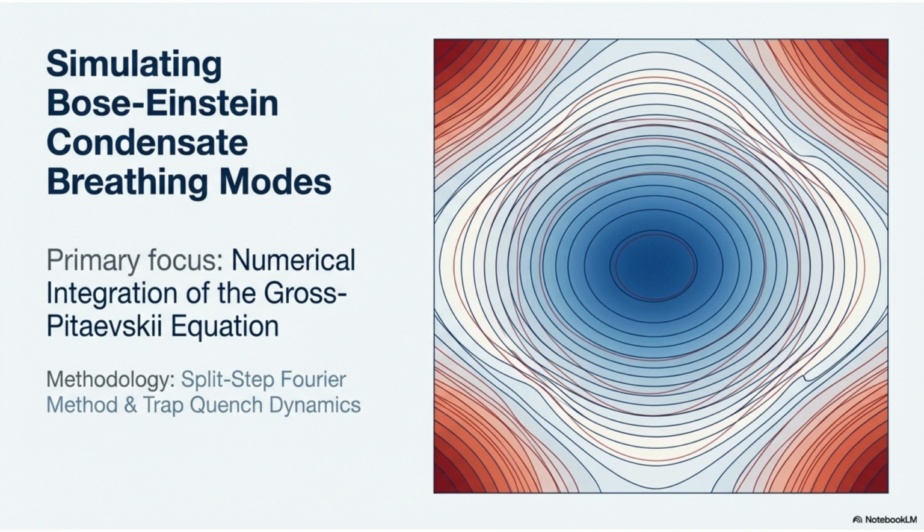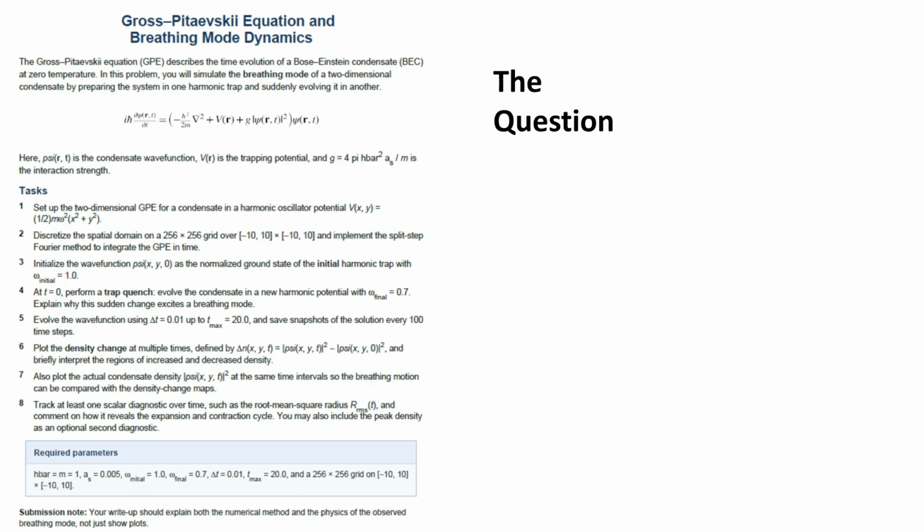This video details the simulation of Bose-Einstein condensate breathing modes. Our primary focus is the numerical integration of the Pitaevskii equation using the split-step Fourier method and trap-quench dynamics. The core problem involves simulating the breathing mode of a two-dimensional Bose-Einstein condensate. This is achieved by suddenly changing the harmonic trap and observing the resulting time evolution.